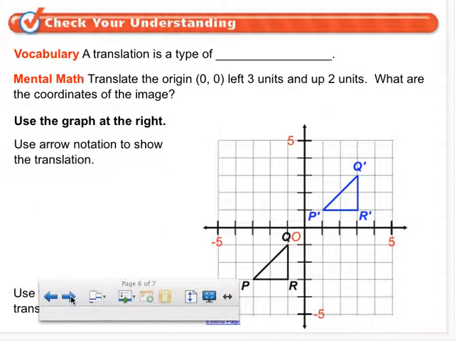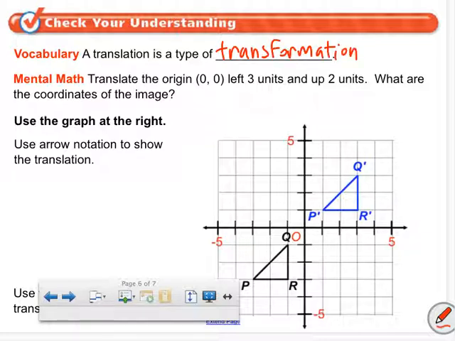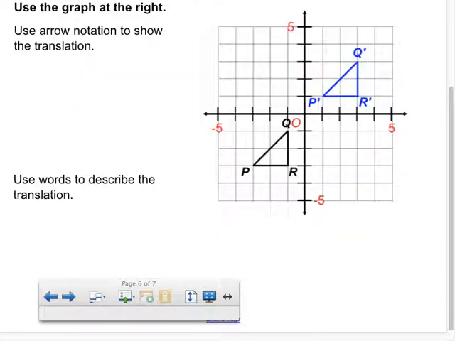A translation is a type of what? It's a type of transformation. Okay, mental math. Translate the origin left 3 units, up 2 units. What are the coordinates of the image? Negative 3 and what? Positive 2. Very good.